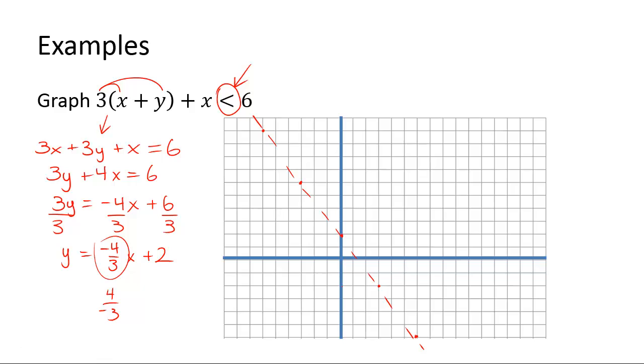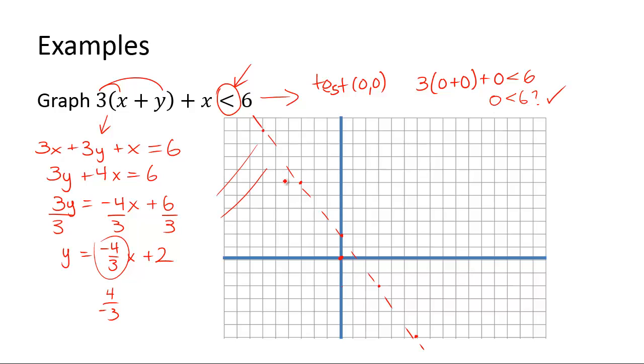So pick a point, say 0, 0, plug in zeros, so test 0, 0. So you'll have 3 times 0 plus 0 plus 0. And the question is, is it less than 6? So is 0 less than 6? Yes, it is. So this side is shaded. If it wasn't, then you would shade the other side.